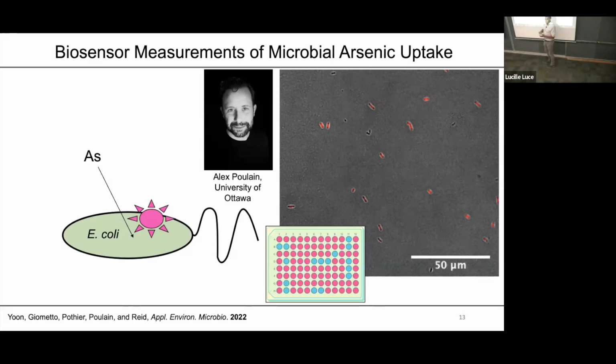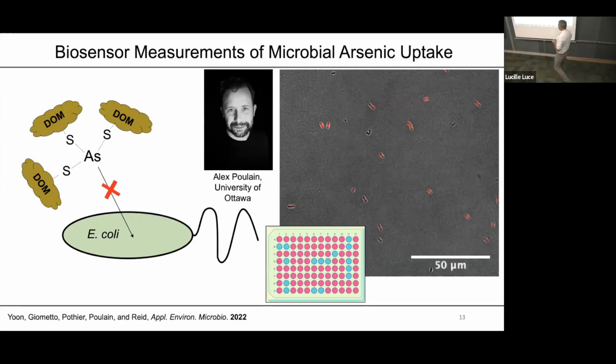This work has been done in collaboration with Alex Lawn at University of Ottawa, who's a microbiologist who developed these biosensor cells. Basically we can measure the intensity of the fluorescence as a quantitative measure of how much arsenic is taken up into cells, or how quickly arsenic is being taken up into cells. We first started using this technique to understand what role dissolved organic matter plays in complexing arsenic, possibly through sulfur ligands, possibly through colloid formation, and whether that is limiting the bioavailability of arsenic so it can't get inside cells.